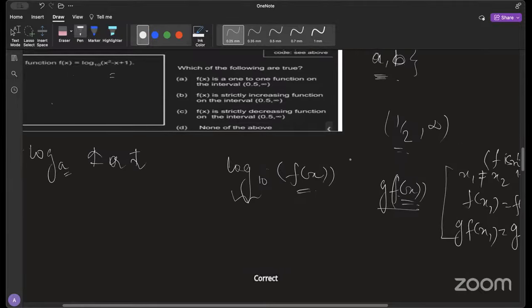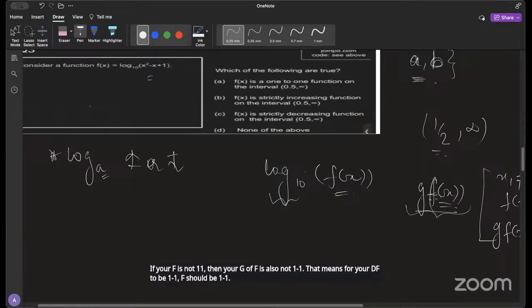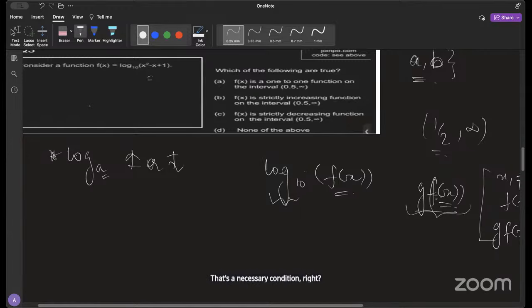Correct? So now if you look at this, this happens in every composition. If you have g of f(x), if your f is not 1-1, then your g of f is also not 1-1. That means for your g of f to be 1-1, f should be 1-1. That's a necessary condition, right? So here, for this entire thing to be 1-1, your f(x) should be 1-1.